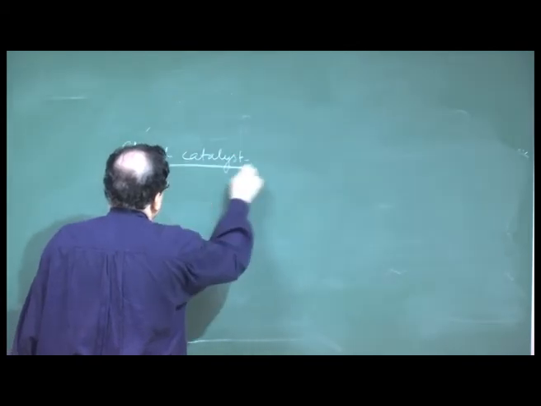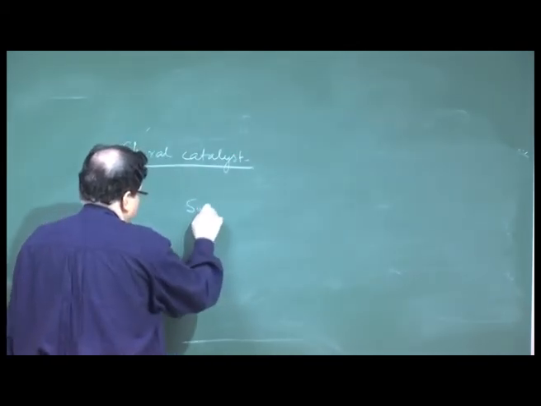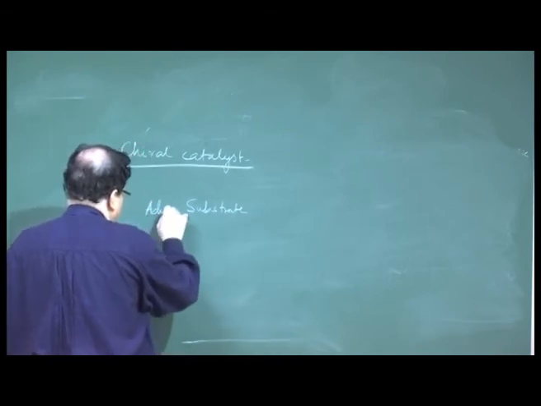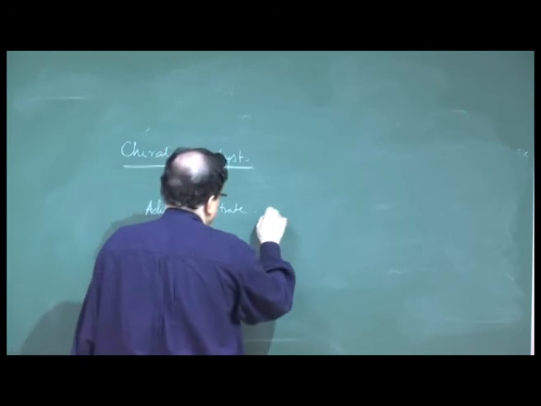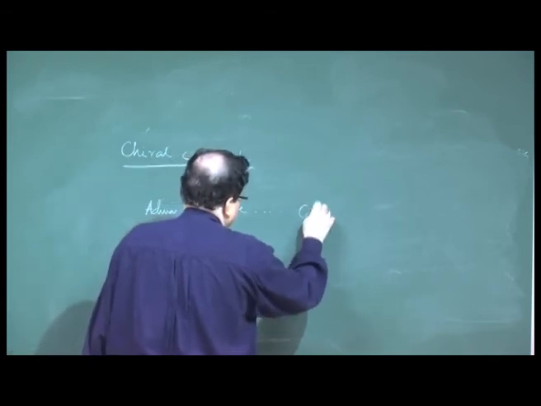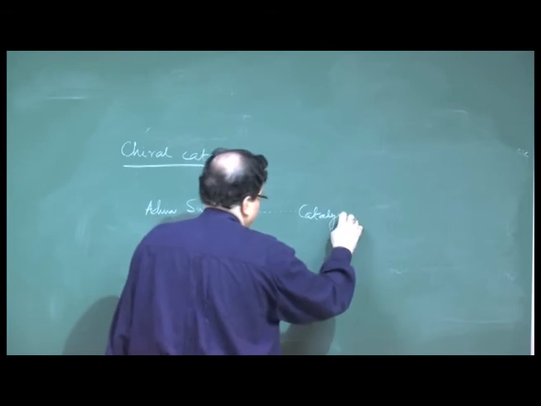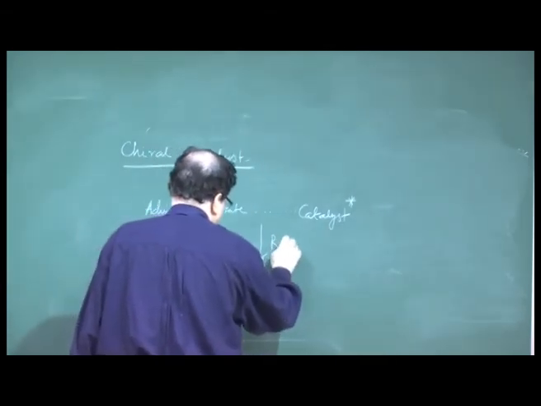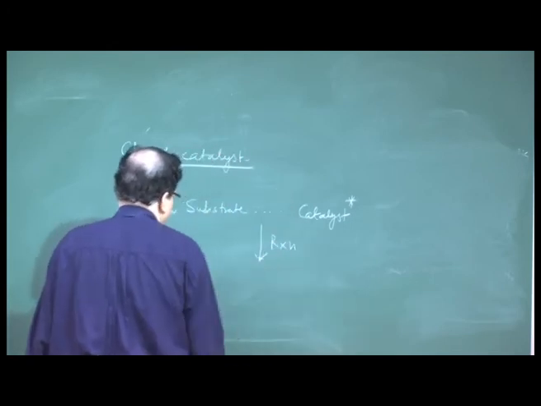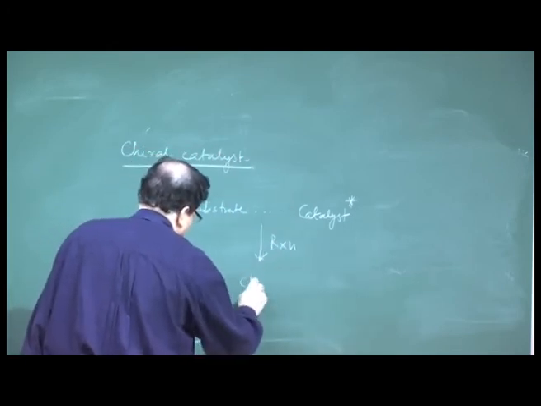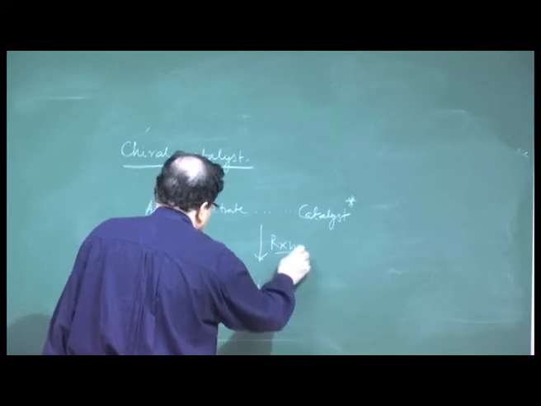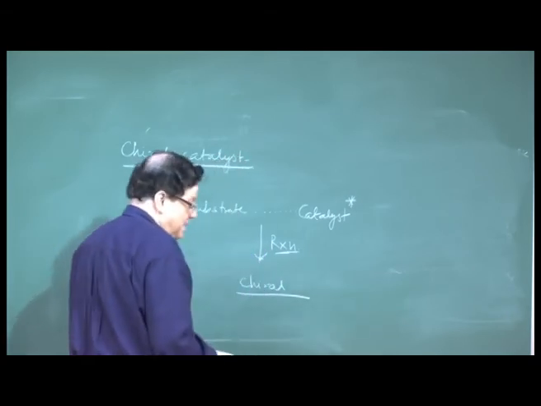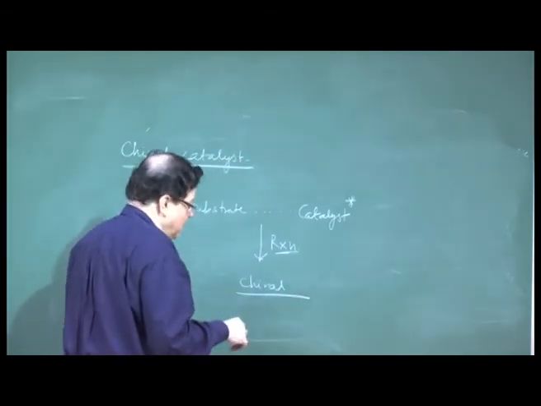So, what happens here, your achiral substrate forms a complex with the catalyst, but the catalyst is chiral, and then the reaction takes place and the catalyst goes away, and what you get is a reaction that creates a chiral center, and maybe multiple chiral centers in one reaction. That is also possible, that is even better.